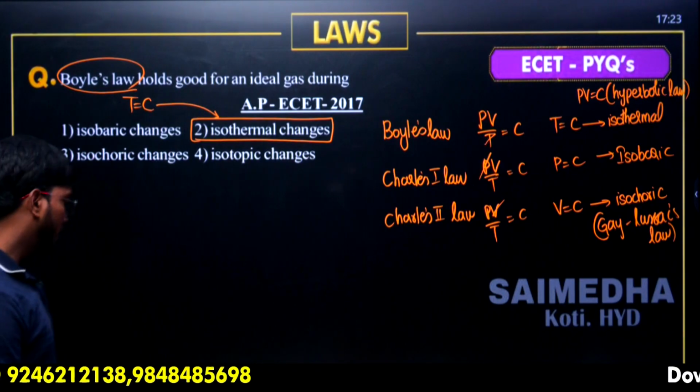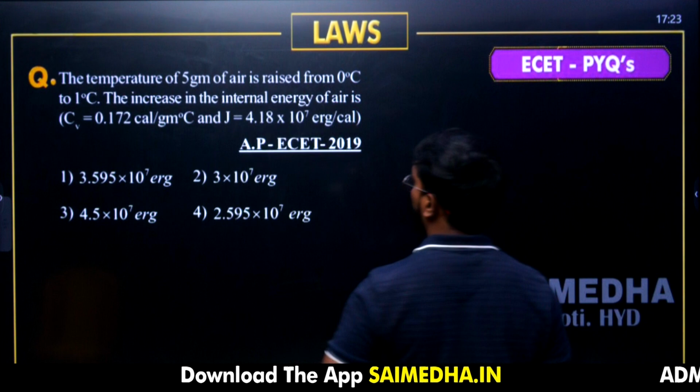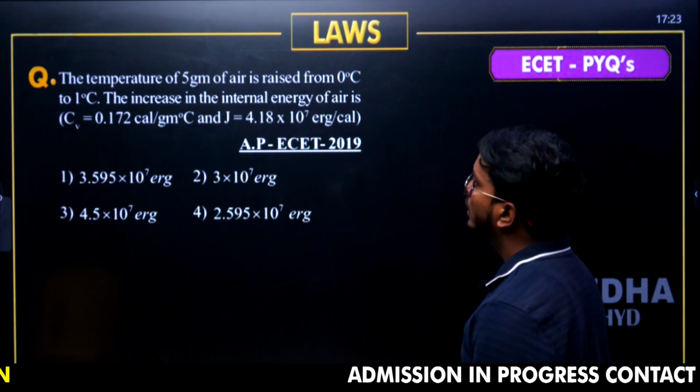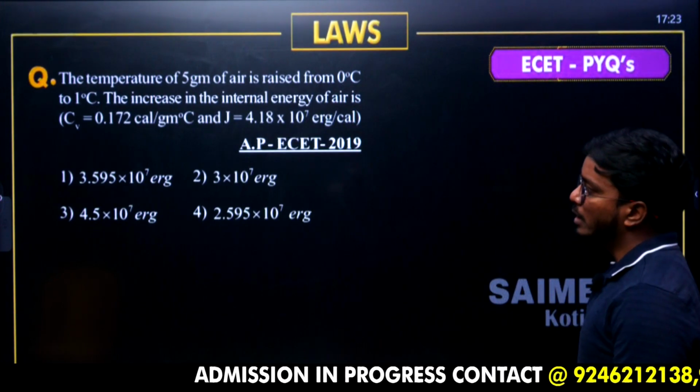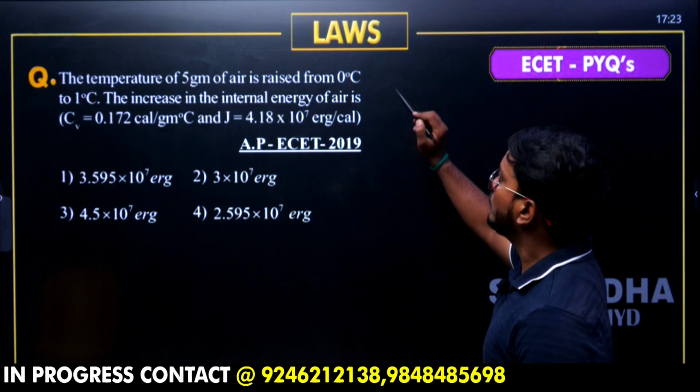Moving on to the next question given over the board in the ECET 2019. Question given is temperature of 5 gram of air is raised from 0 to 1. Increase in the internal energy of the air is dash. In terms of erg he is asking. Okay. Focus on the units in this chapter.